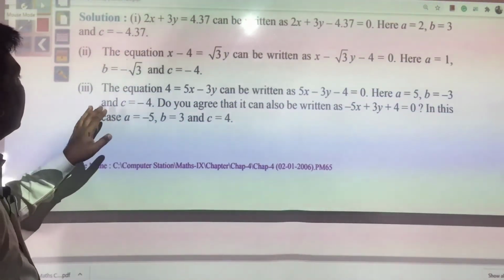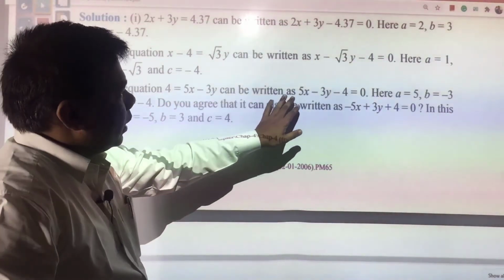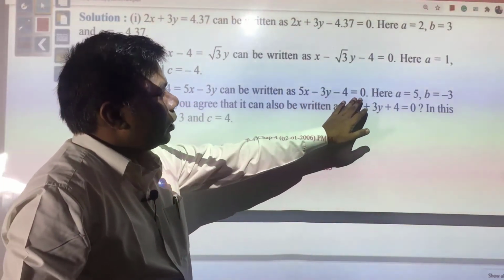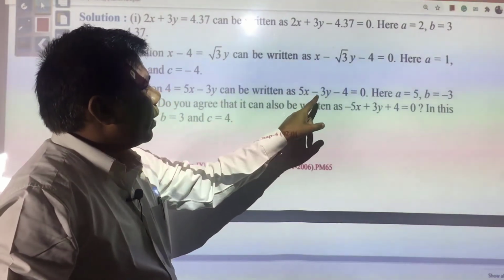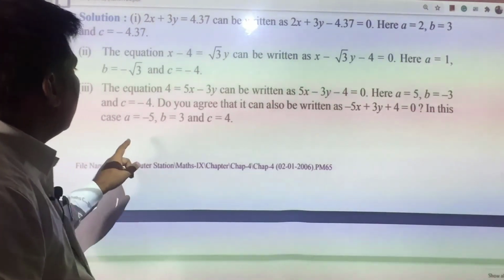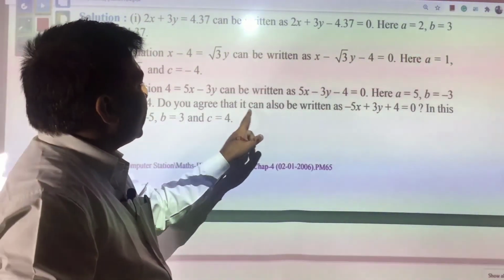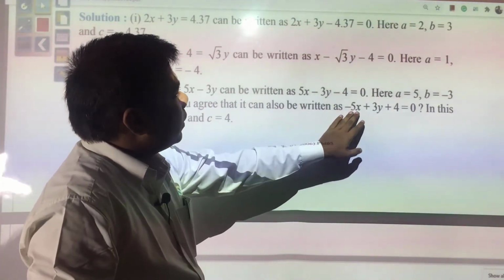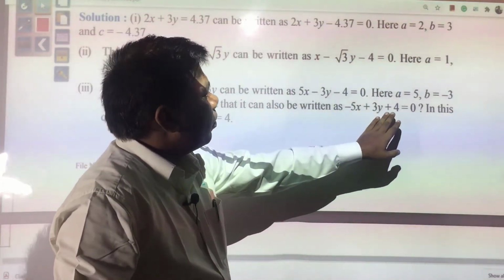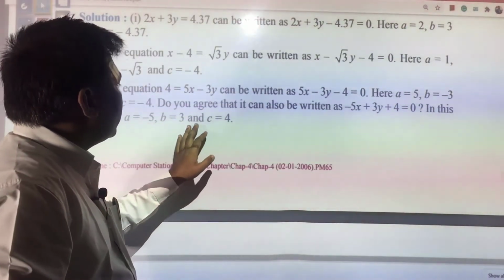Here you see the equation 4 is equal to 5x minus 3y can be written as 5x minus 3y minus 4 is equal to 0. Here a is equal to 5, b is equal to minus 3 and c is equal to minus 4. So, do you agree that it can also be written as minus 5x plus 3y plus 4 is equal to 0? In this case, a is equal to minus 5, b is equal to 3 and c is equal to 4.